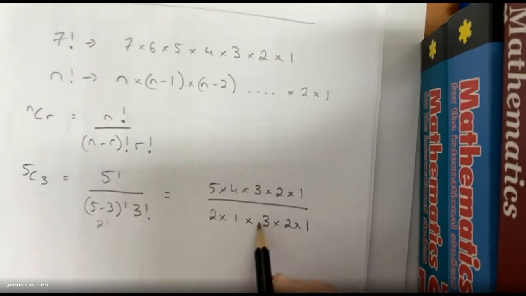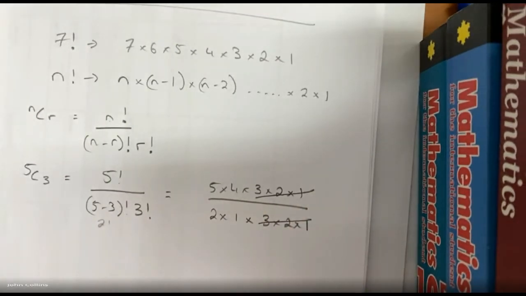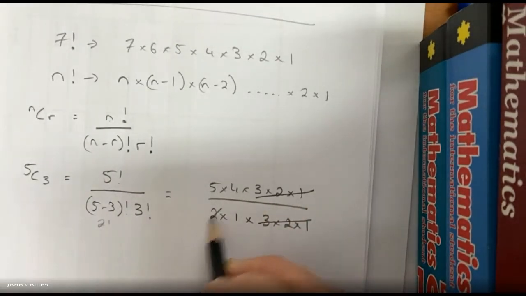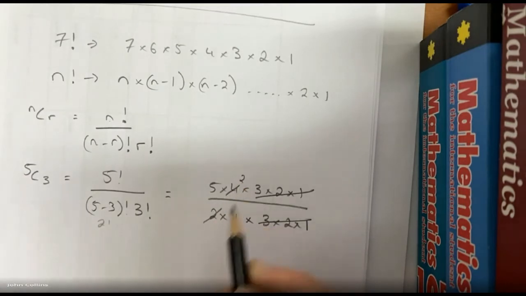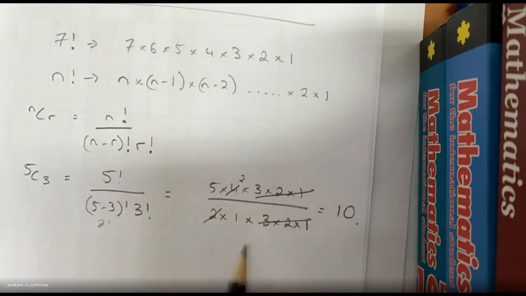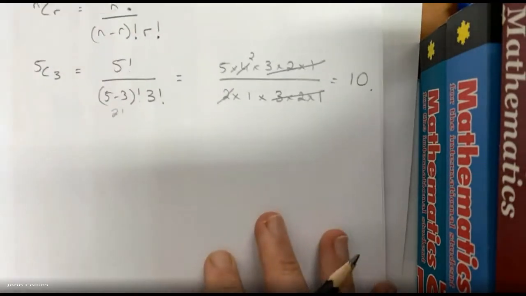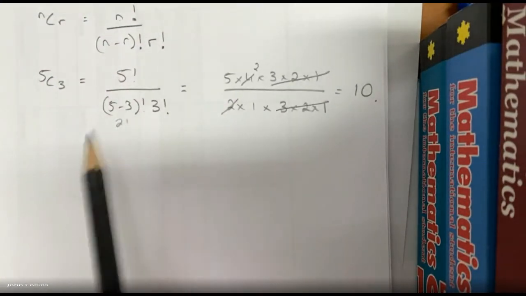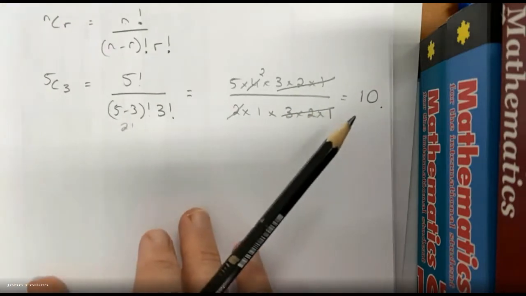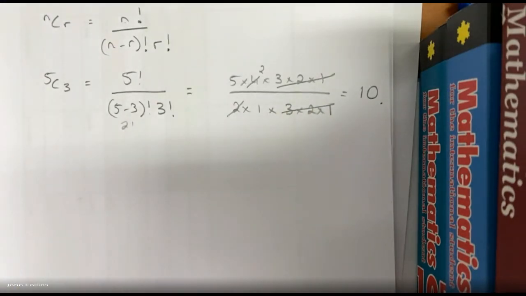Some of this will cancel. 3 times 2 times 1, above and below, cancel each other out. 2 fits into 4 twice. So we're left with 5 times 2 on top, which is 10. Okay, now hopefully all your calculators are working, and this can also be done on the calculator. So we rarely use this formula actually, but we usually just take out our calculator.